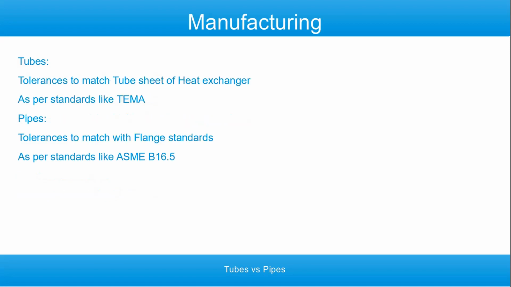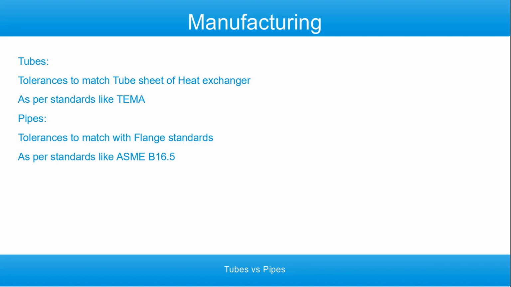And the next difference is the tolerances. Manufacturing practices are the same. Tubes are also available as ERW and seamless tubes. Pipes are also available as ERW and seamless. But the main difference is in the tolerances. The tolerances of the tubes are much closer, because you cannot have a loose fit inside the tube sheet, and there is a certain tolerance fitness required as per the standards like TEMA standards.